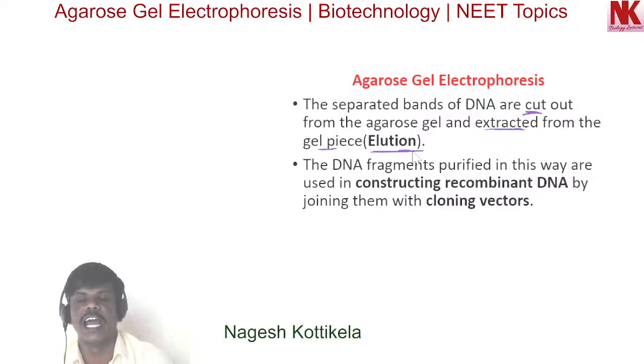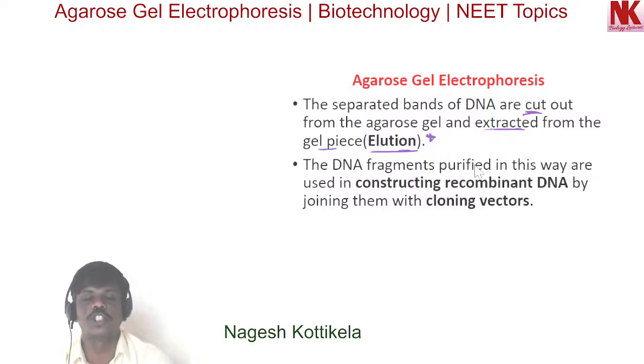This is called elution, one of the very important terms. I repeat this once again. The separated bands of DNA are cut out from the agarose gel and extracted from the gel piece, and this is what we call elution. Extraction of the DNA fragments from the agarose gel is elution.